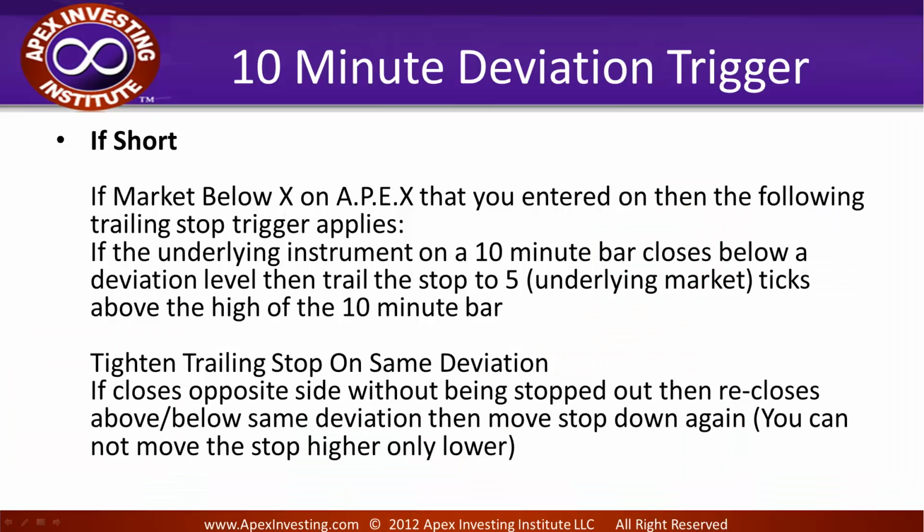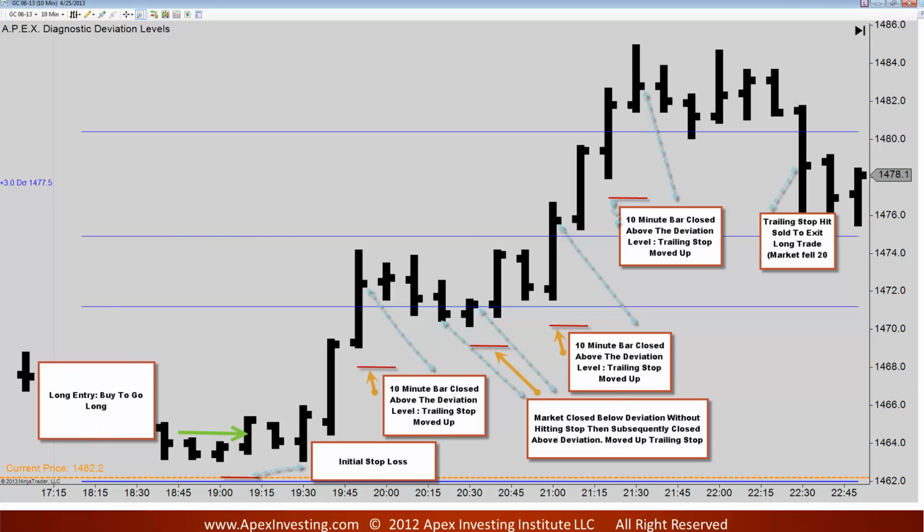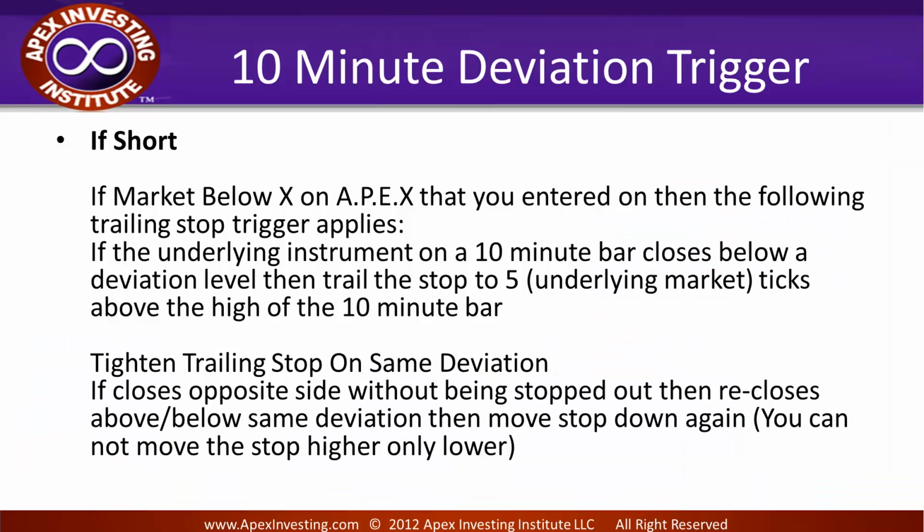Yellow, red, what's the difference? Oh, it doesn't matter. It's just arrows. It's 5 ticks above or below. That's all it is. It's basically just a drawing on the chart. But yeah, 5 ticks above the 10-minute bar's high on shorts or below the 10-minute bar's low on longs.